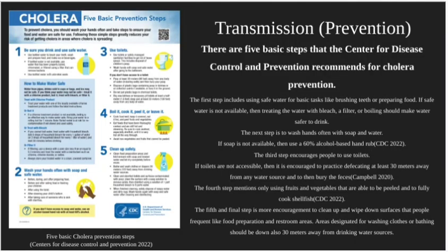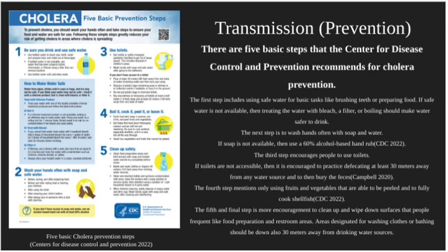This slide continues on from transmission, except it discusses the prevention measures taken to avoid being infected with cholera. There are 5 basic steps that the Center for Disease Control and Prevention recommends for cholera prevention. The first step includes using safe water for basic tasks like brushing teeth or preparing food. If safe water is not available, then treating the water with bleach, a filter, or boiling it should make it safe to drink. The next step is to wash hands often with soap and water.